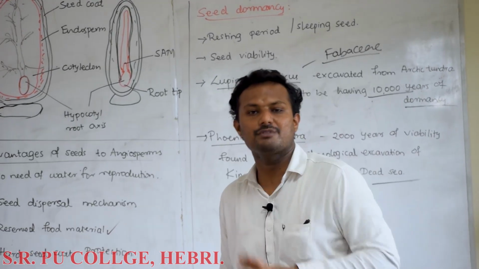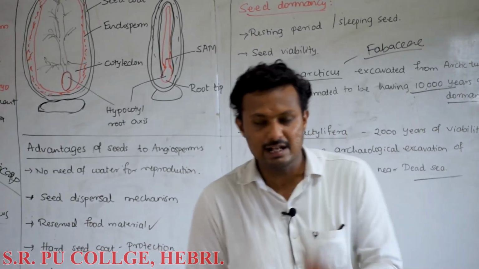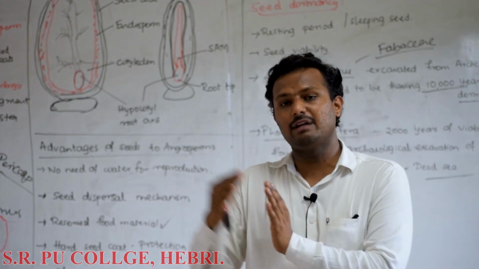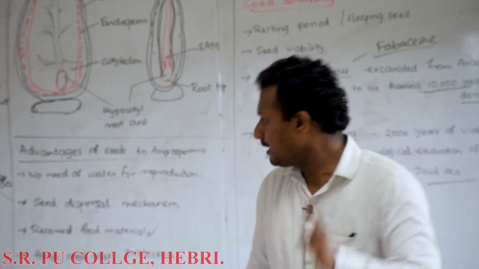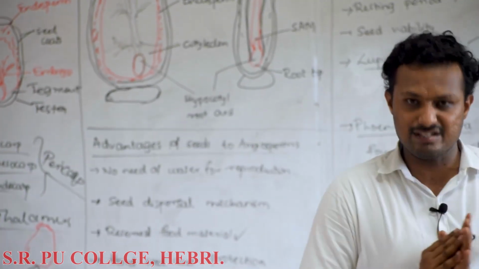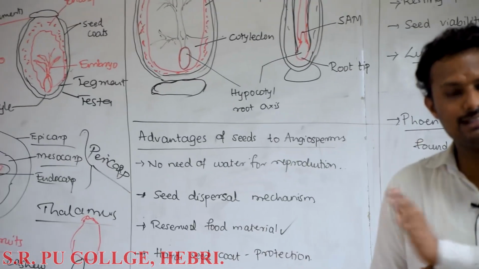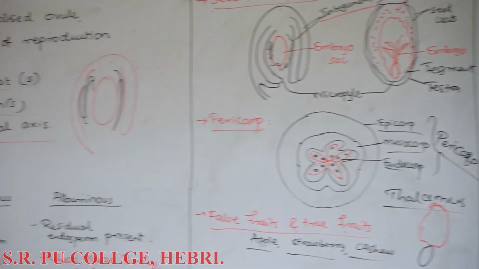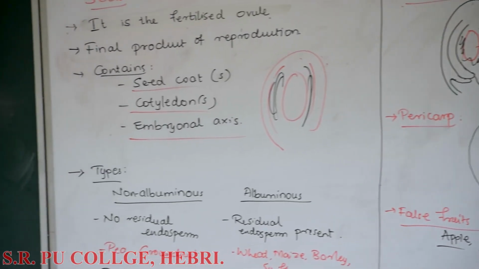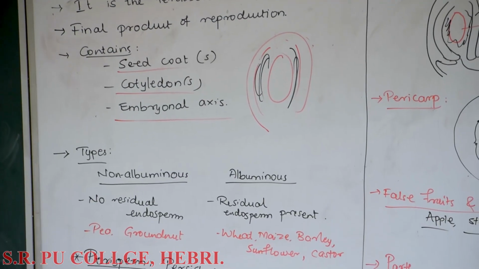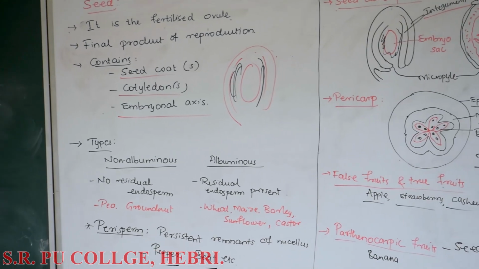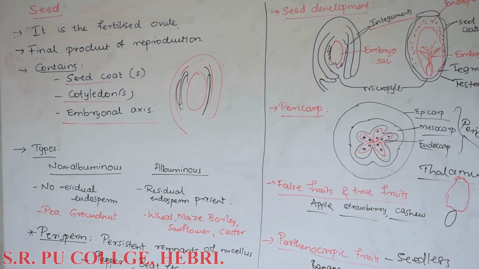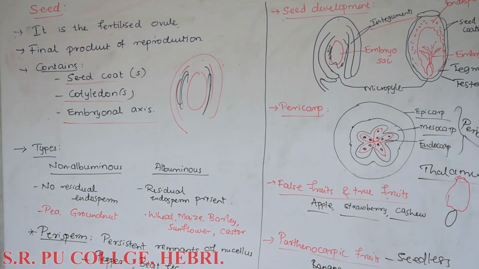There are different types of seeds, albuminous and non-albuminous seeds. Albuminous means residual endosperm is present even after the complete development of the embryo. Examples: wheat, maize, barley, sunflower, castor. Non-albuminous seeds do not have any residual endosperm after the complete development of the embryo. Examples: pea and groundnut. Perisperm is the persistent nucellus that is present even after the complete development of the embryo, present in pepper and beet.